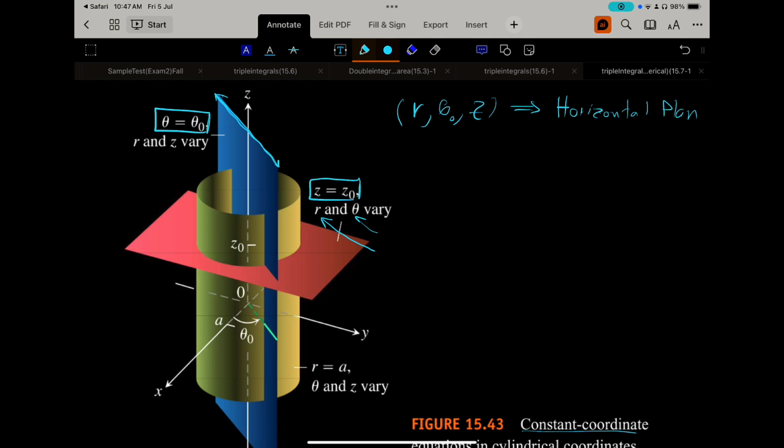Now if we take for example z and let it equal a constant, so we have r, theta, and then z naught, this also yields a plane, as you can see here in red. This plane is the result of leaving z constant. Why is that? Because z is constant, so it's not going to change, but r is changing in this direction, and theta is also changing here.